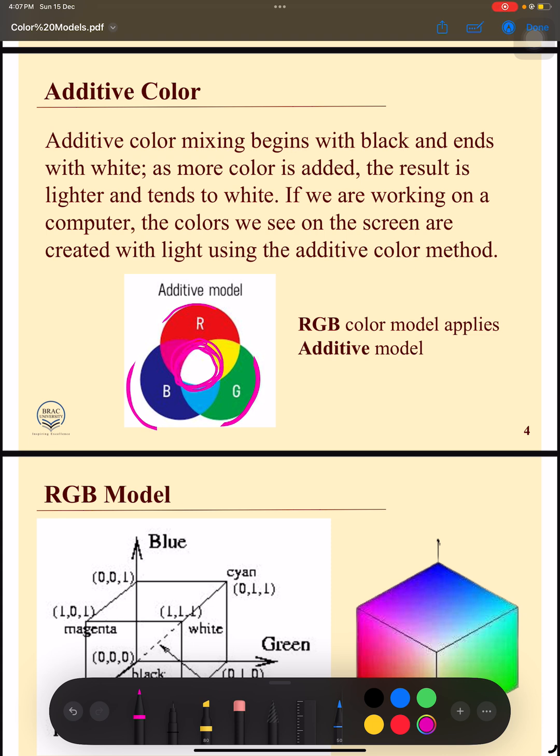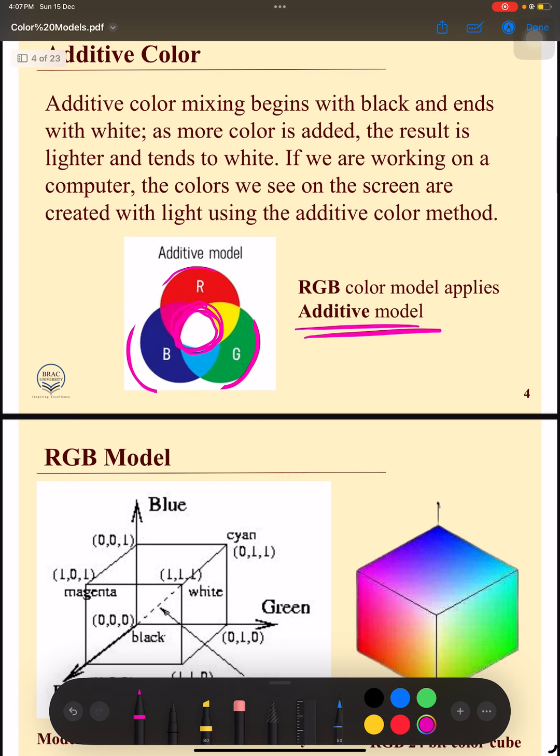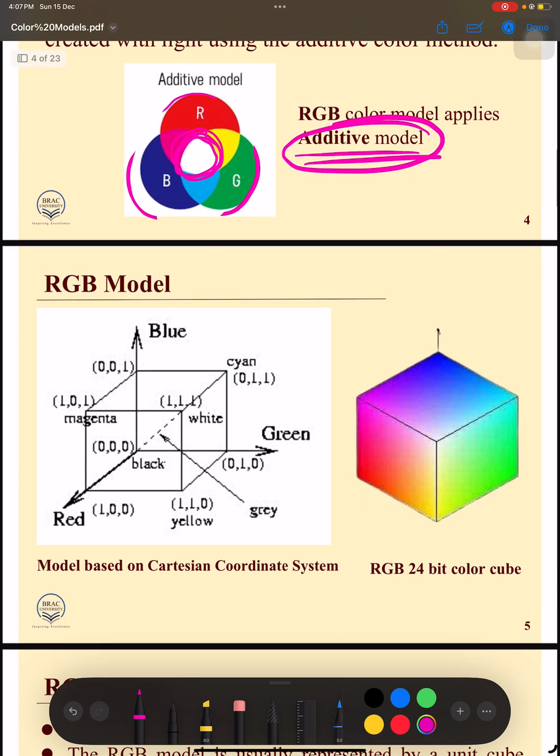So in additive color models, when we keep mixing more and more colors, the color itself keeps getting whiter. It starts from a dark color and ends at a very white color when we have the three colors at their maximum percentage. This sort of model represents additive color models. An RGB color model applies the additive model. In our digital systems, additive color models are implemented. And as I just mentioned that the RGB color model applies this, let's have a look at the RGB model.